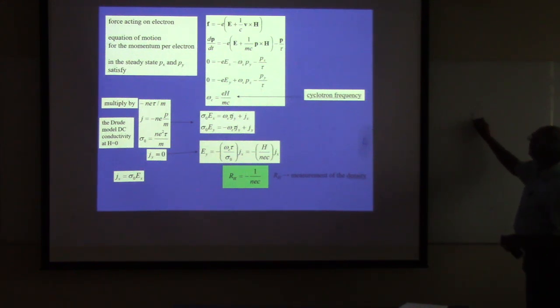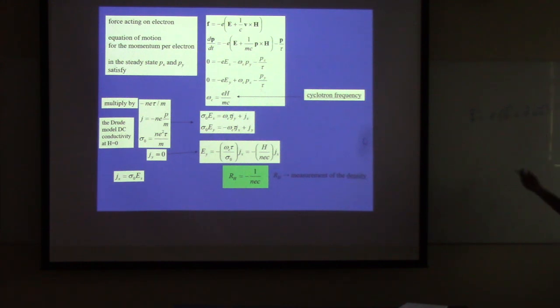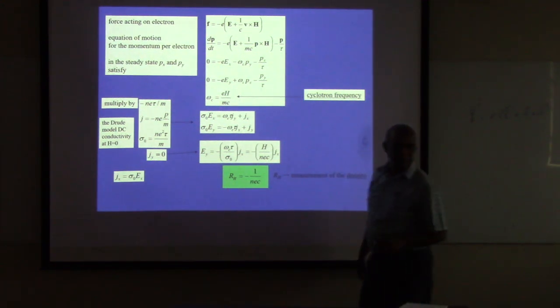Total force is given by E plus V cross B, right? In CGS units, usually you divide by C. Don't worry about that one. I just write it like this. C is not important at this part.